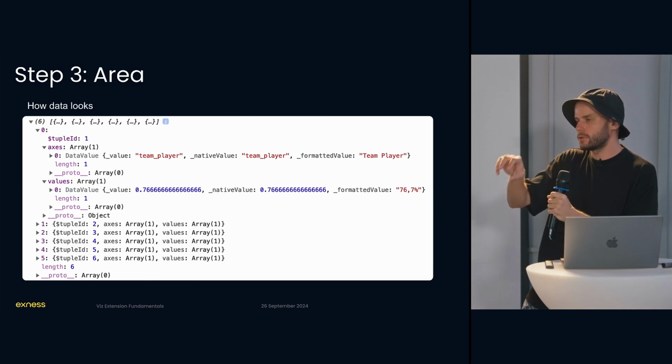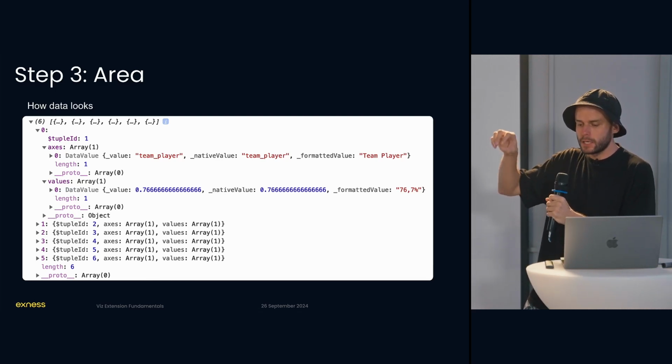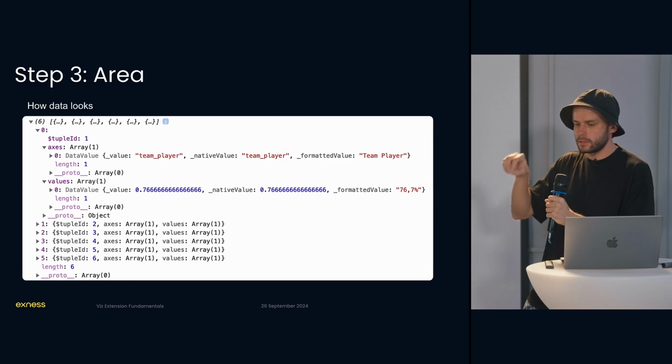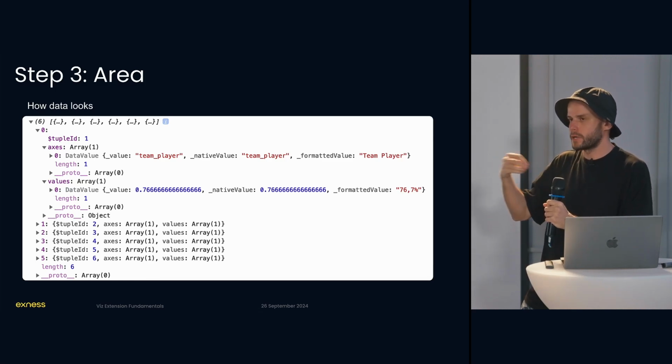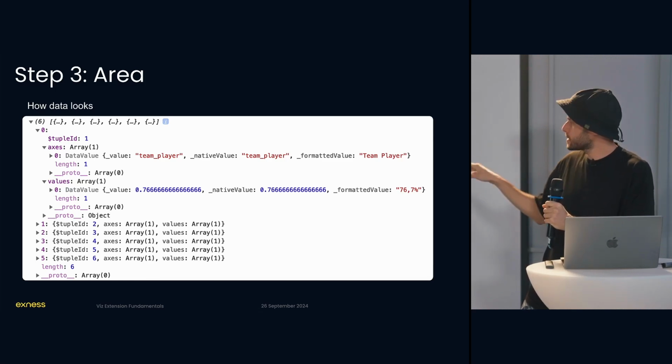For example, if you drag and drop some value to the mark, you can drag and drop it as a sum or as an average or minimum or maximum, and this is the final value. In this example, I have dragged and dropped it as an average. So this is the average for team player in our data set. Let's keep in mind team player 76.7.